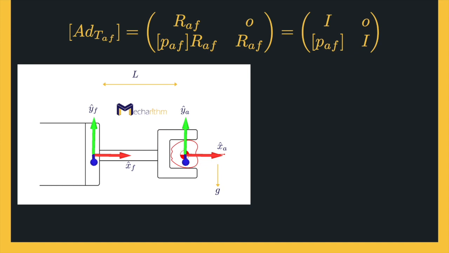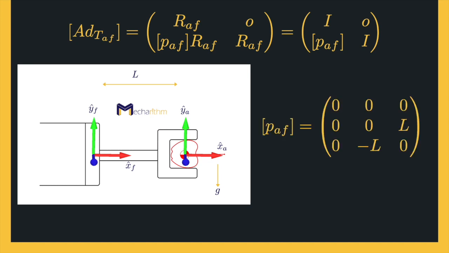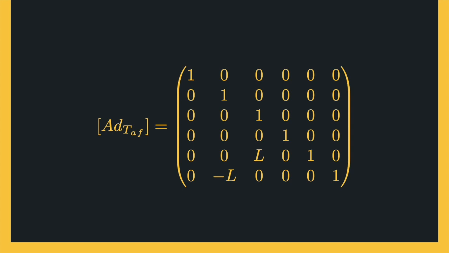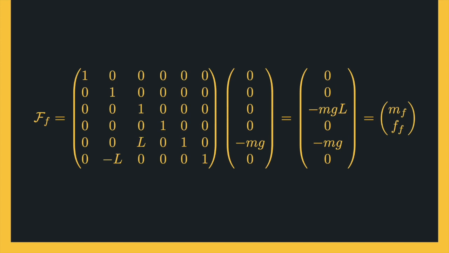The skew-symmetric matrix representation of the position vector can be calculated by referring back to the exponential coordinates lesson as this matrix. Then the adjoint transformation can easily be written as this matrix. Finally, the representation of the wrench in the sensor coordinate frame can easily be calculated by matrix multiplication of the adjoint transformation and the representation of the wrench in the A frame. From this matrix, we can see that the wrench creates a moment of minus mgl about the z-axis of the F frame.